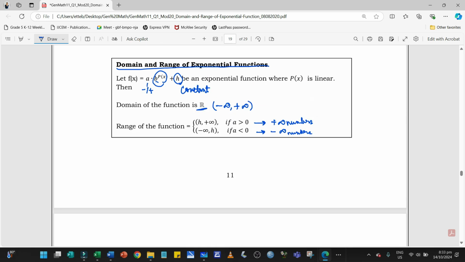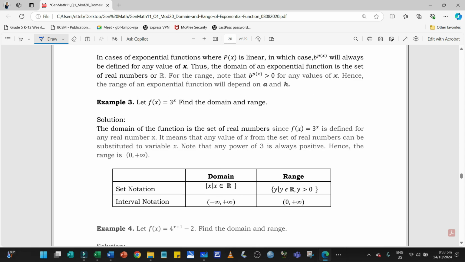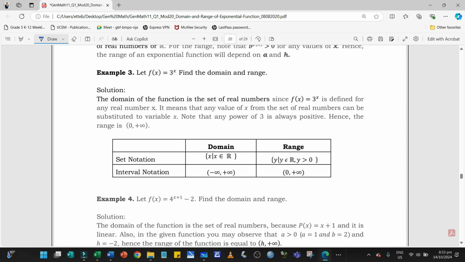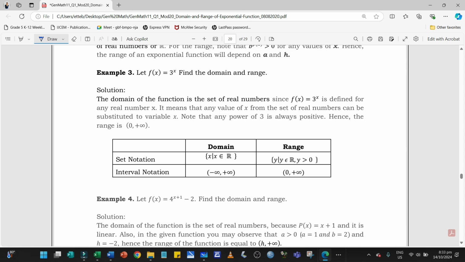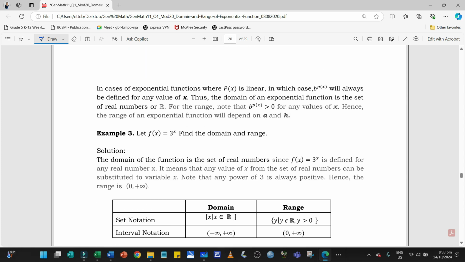So let's take a look at these examples. Example: let f of x is equal to 3 raised to x. If we write that into this form, what is a? a here is 1, so 3 raised to x. Our a is positive, right? And x here is linear. Then the constant, there is none, so our constant is 0. Therefore our domain is negative infinity to positive infinity.